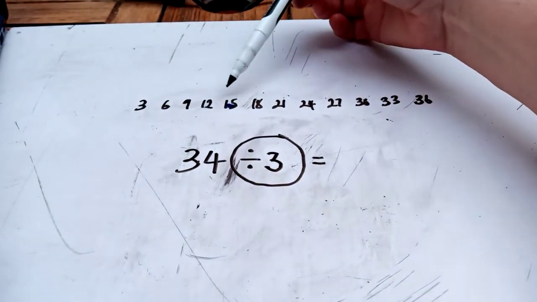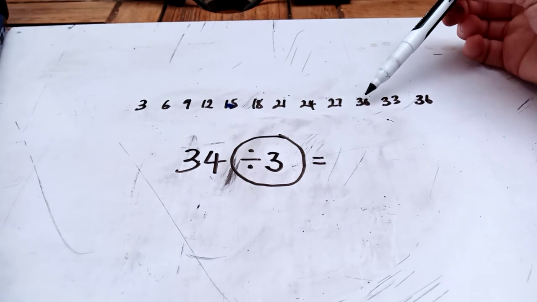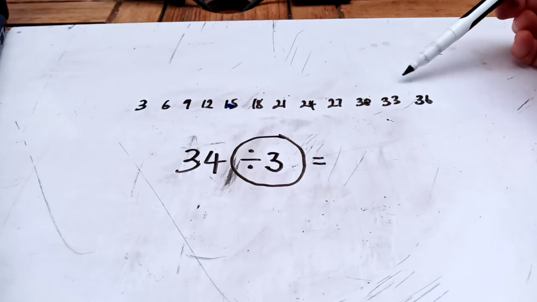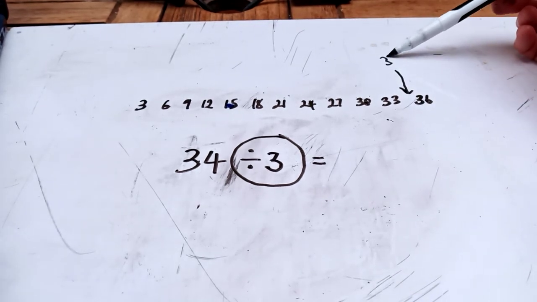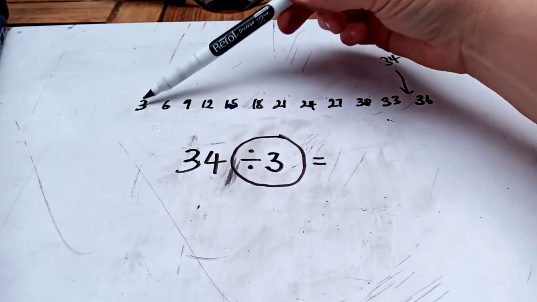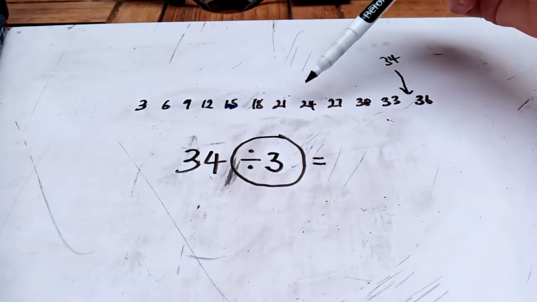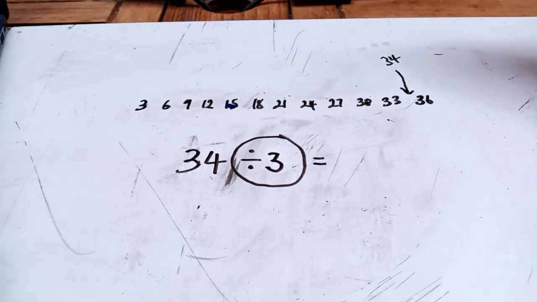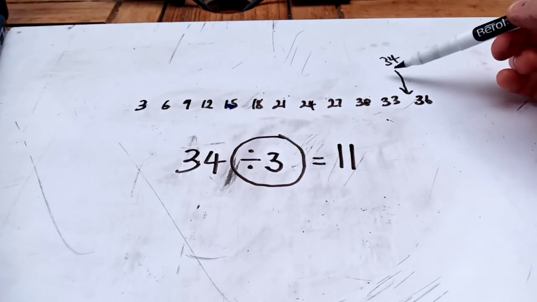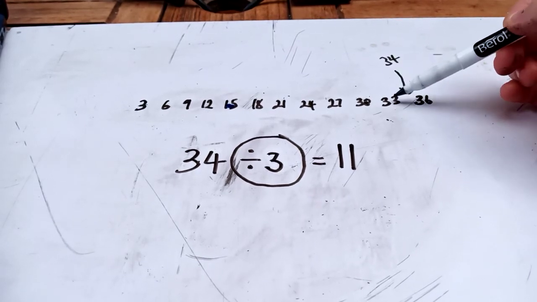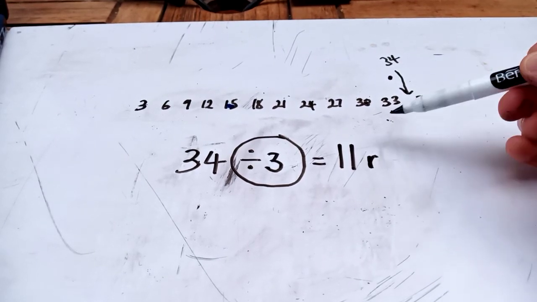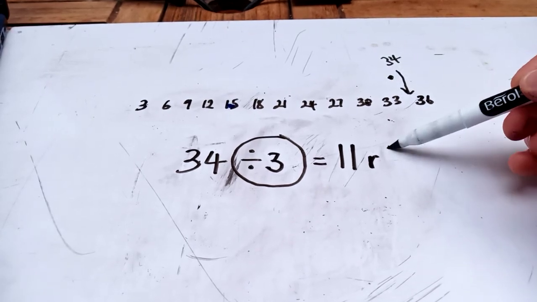So where would 34 come? It would come about there, wouldn't it? So how many lots of 3 fit into 33? Here we go. 1, 2, 3, 4, 5, 6, 7, 8, 9, 10, 11. 11 lots of 3 fit in. But I needed to go to 34. So how many footsteps between 33 and 34? 33, add 1, 34. So it's remainder just 1 to get to 34.